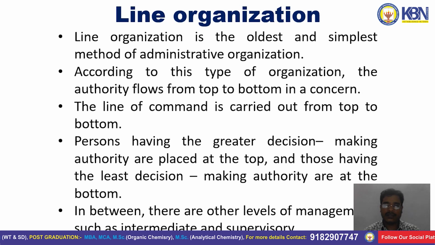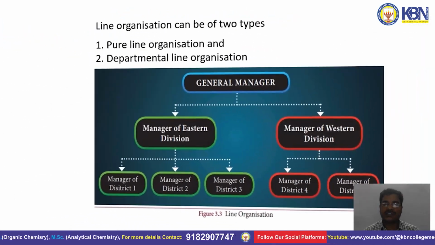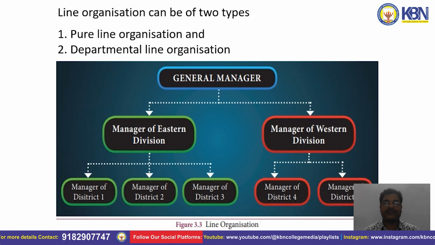And in between there are other levels of management such as intermediate and supervisory. And this is the actual organizational design from the line organization point of view. Again, we can segregate line organization into two types. One is pure line organization and the other one is departmental line organization.